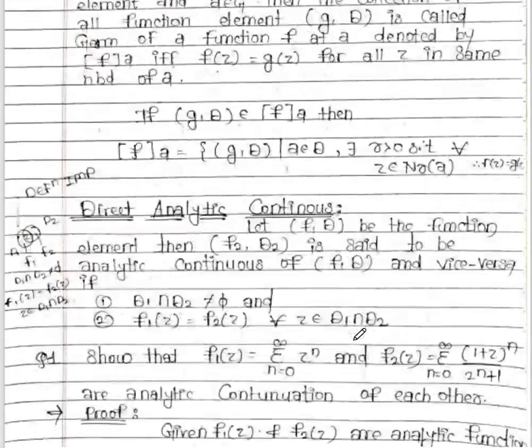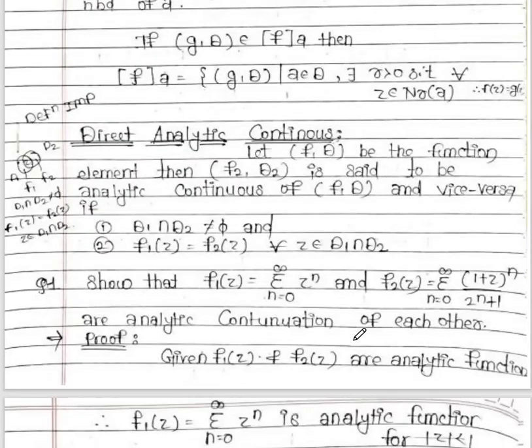Now we will see the direct analytic continuation definition. Let f1, d1 be a function element, then f2, d2 is said to be an analytic continuation of f1, d1 and vice versa, if condition number 1, d1 intersection d2 is not equal to empty set phi, and second, f1 of z equals f2 of z for every z belonging to d1 intersection d2. So this is the definition of the analytic continuation.